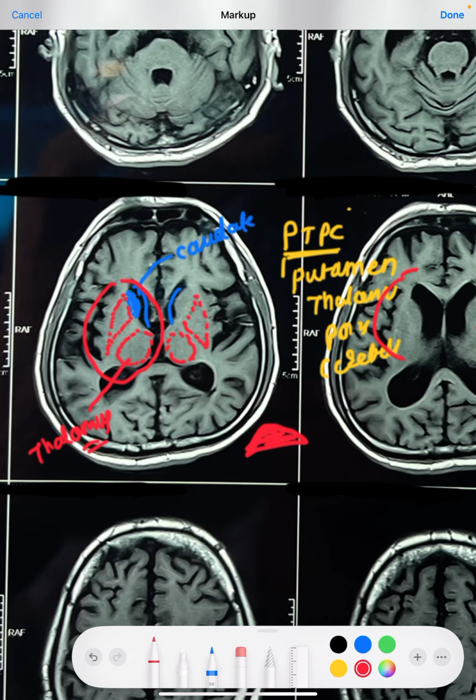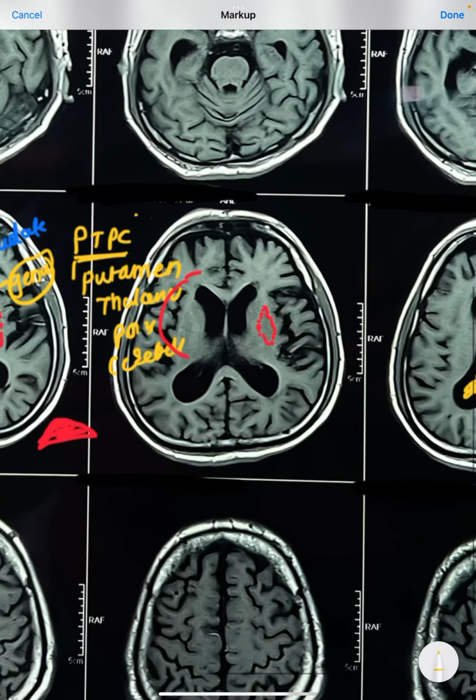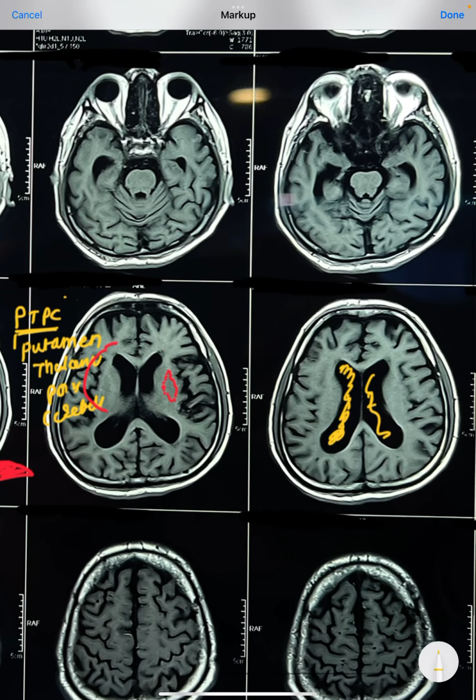So in between the thalamus and the putamen, what we have is the internal capsule. This structure is called the internal capsule. This is the anterior limb, this is the posterior limb, and this is the genu. This genu has the facial fibers. So involvement of this genu very commonly causes involvement or paralysis of the facial muscles.